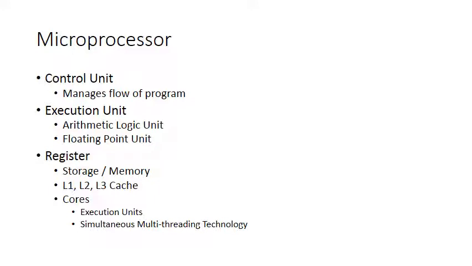So you can have a multi-core processor, which of course is very common now. You have quad-core and things like that. In order to take advantage of that, though, you have to have simultaneous multi-threading technology in the operating system. So the operating system has to support that. Talking a little bit more detail about the performance.